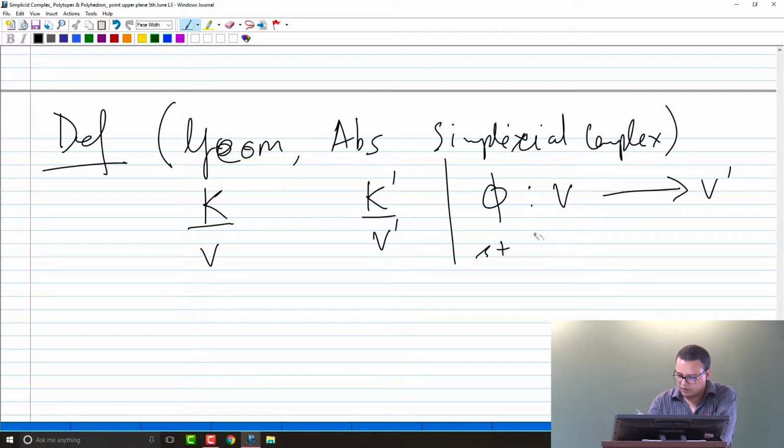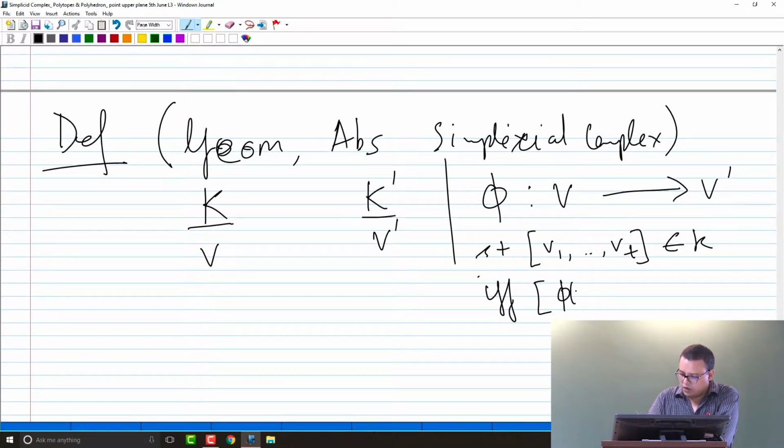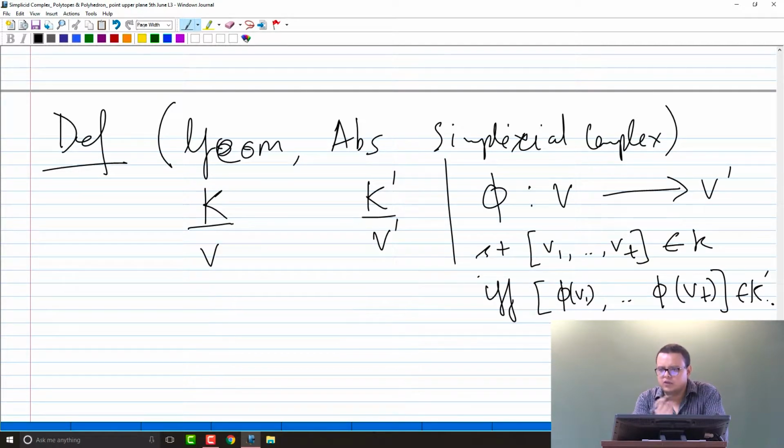let me write like this. V1 to Vt belongs to K if and only if phi of V1 to phi of Vt belongs to K prime. Basically, this means if the complex is isomorphic, they are the same thing, just the vertices have been labeled in a different way. That is it. A different labeling of the vertices.